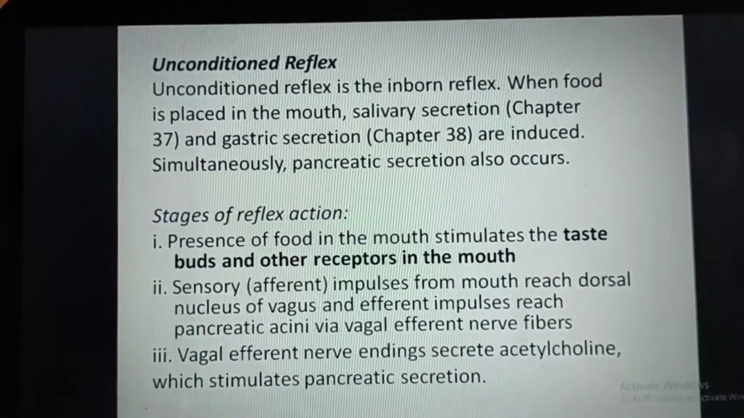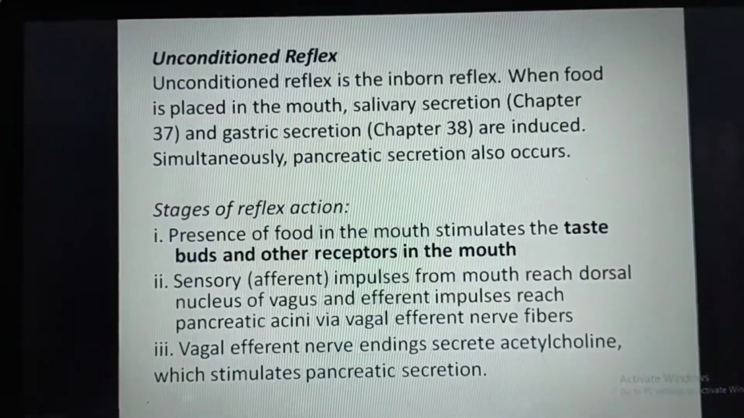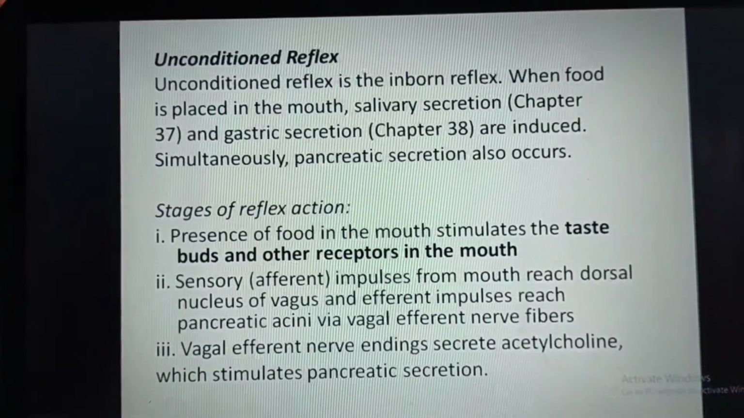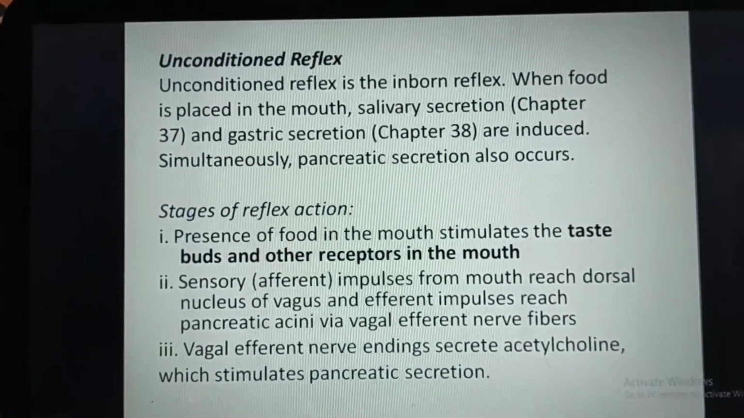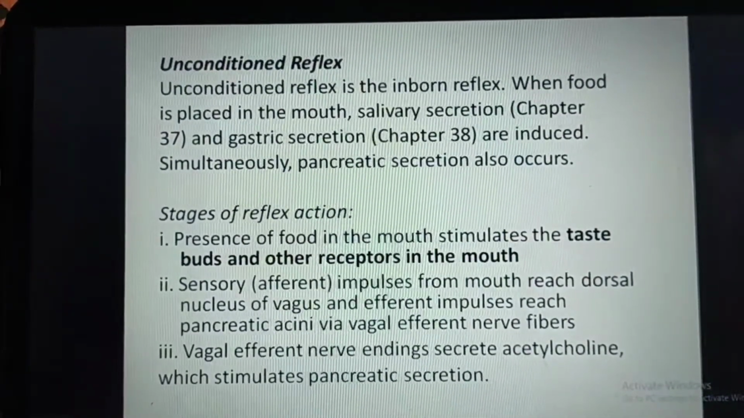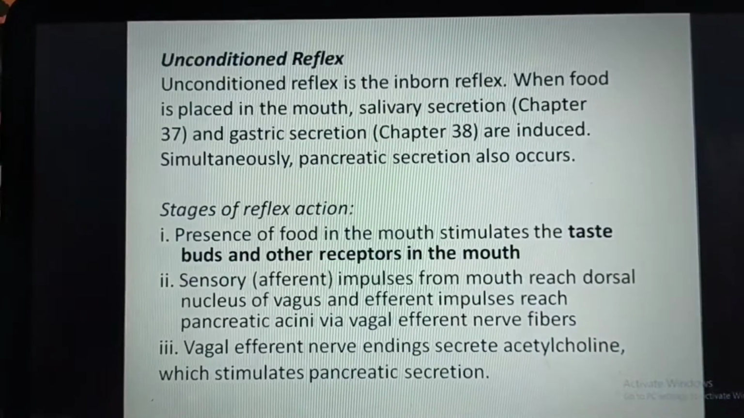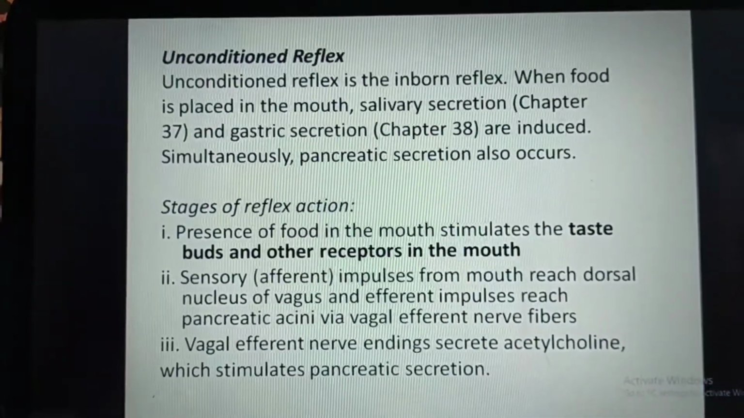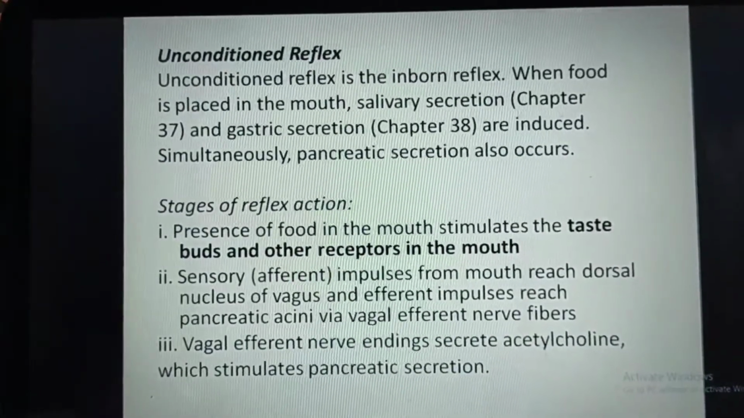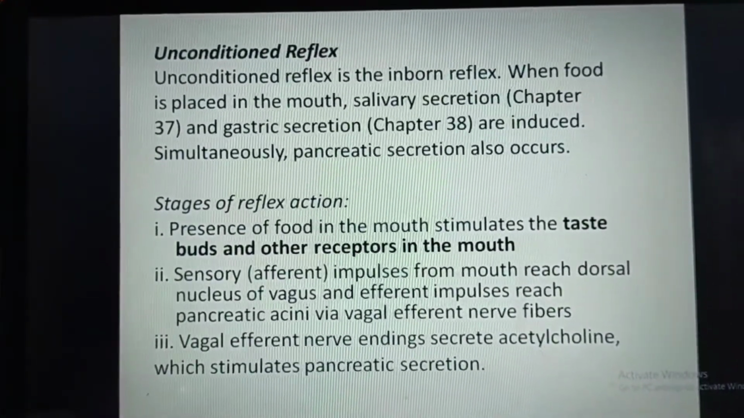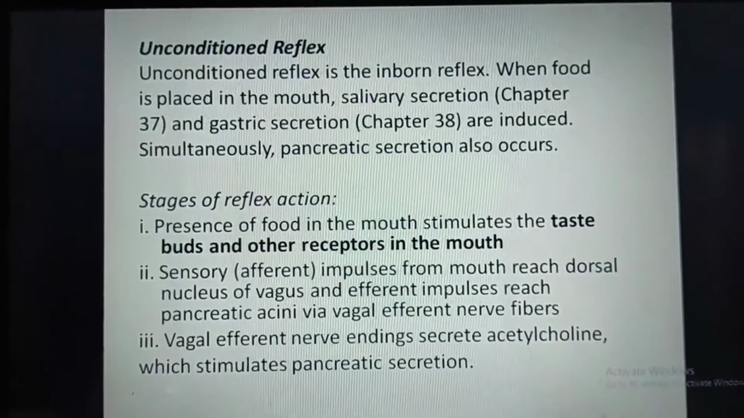Stages of reflex action. Presence of food in the mouth stimulates the taste buds and other receptors in the mouth. Sensory or afferent impulses from the mouth reach the dorsal nucleus of vagus, and efferent impulses reach pancreatic acini via vagal efferent nerve fibers. Vagal efferent nerve endings secrete acetylcholine, which stimulates the pancreatic secretion.